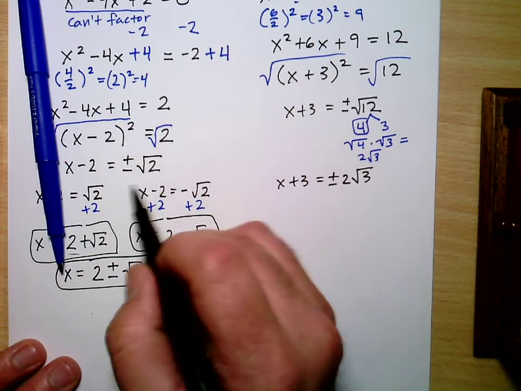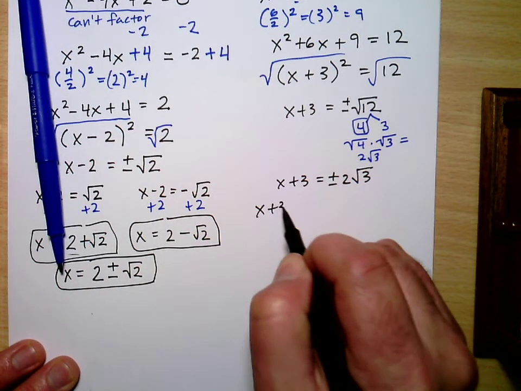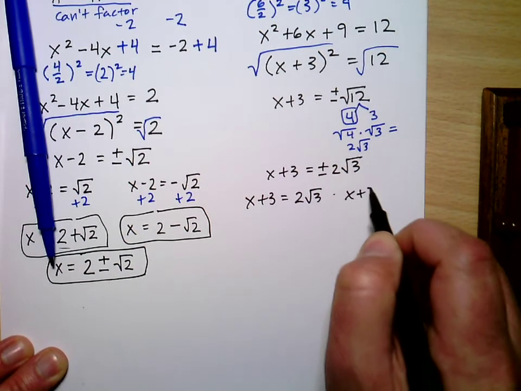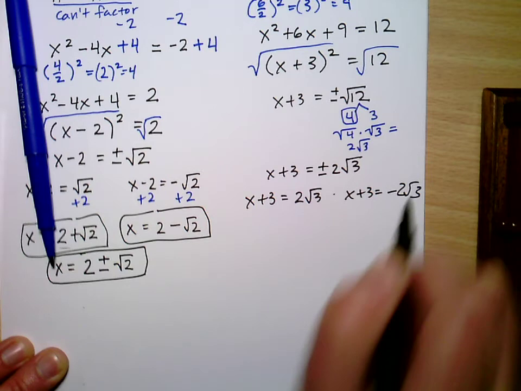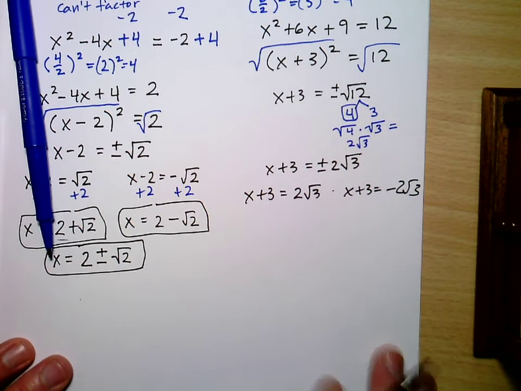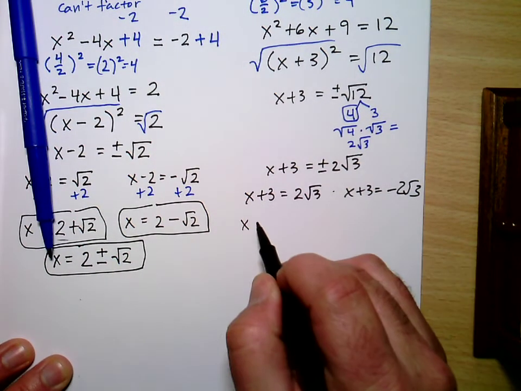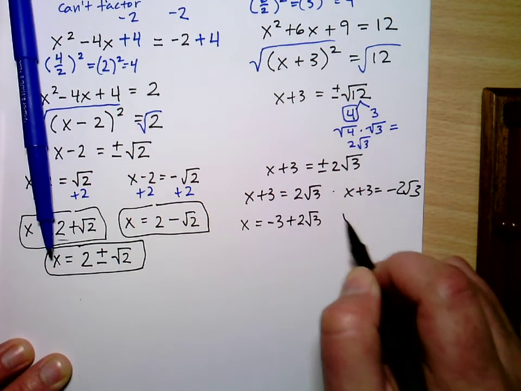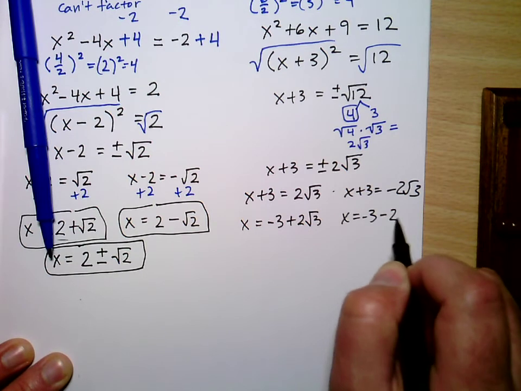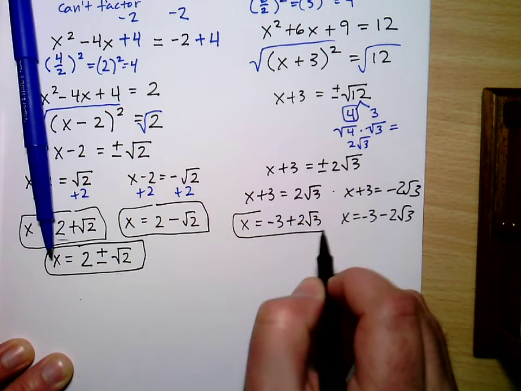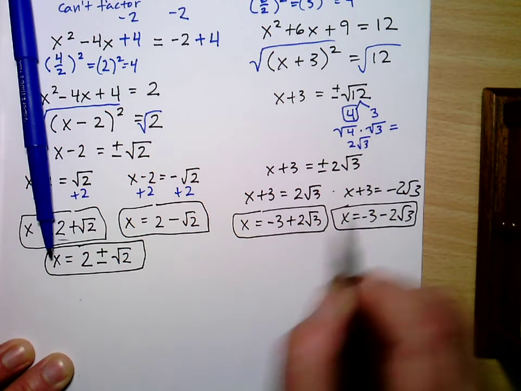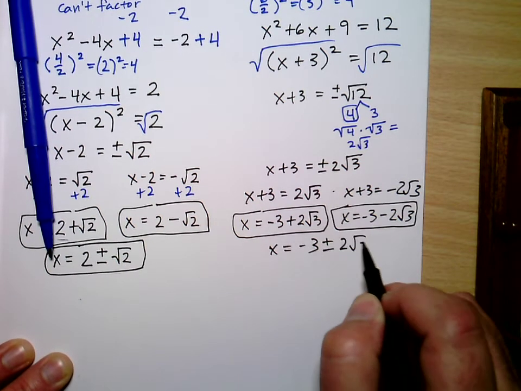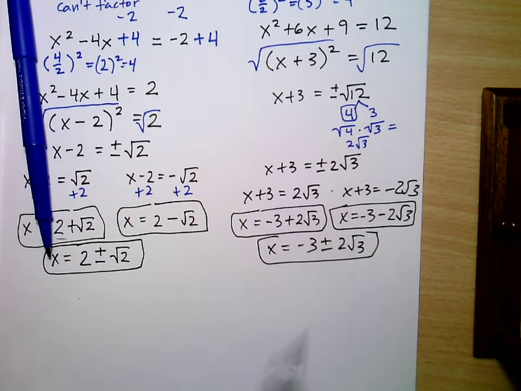And then again, we're going to set up two equations here, right? x plus 3 equals positive 2 square root 3, and x plus 3 equals negative 2 square root 3. And when I subtract 3 from both sides in each equation, I'm going to get x equals negative 3 plus 2 root 3, or x equals negative 3 minus 2 root 3. Again, these are perfectly acceptable answers, or you can write it in one expression as negative 3 plus or minus 2 square root 3. Okay?